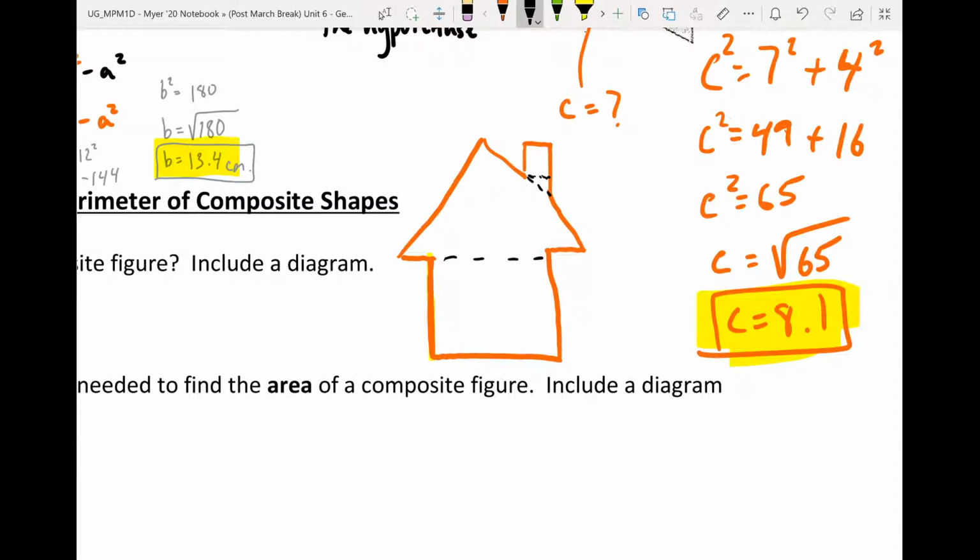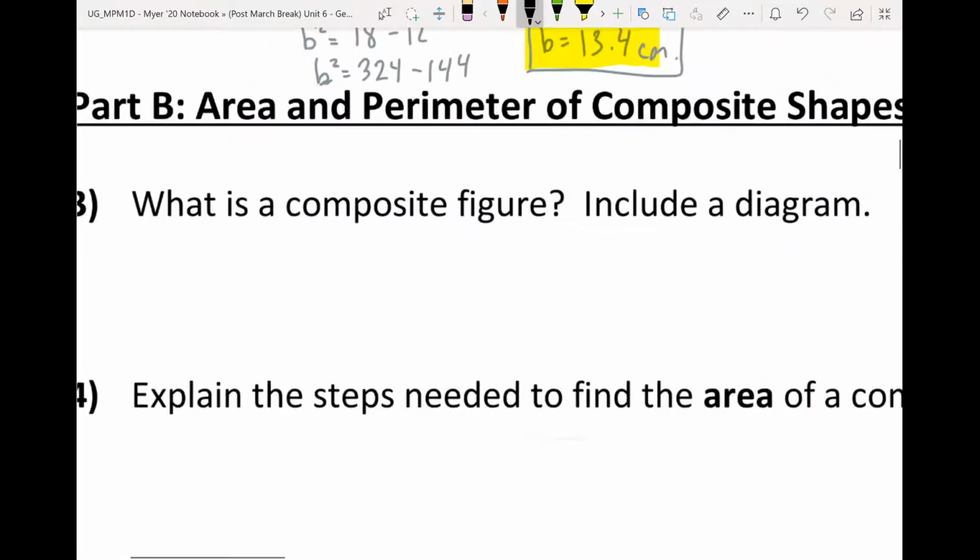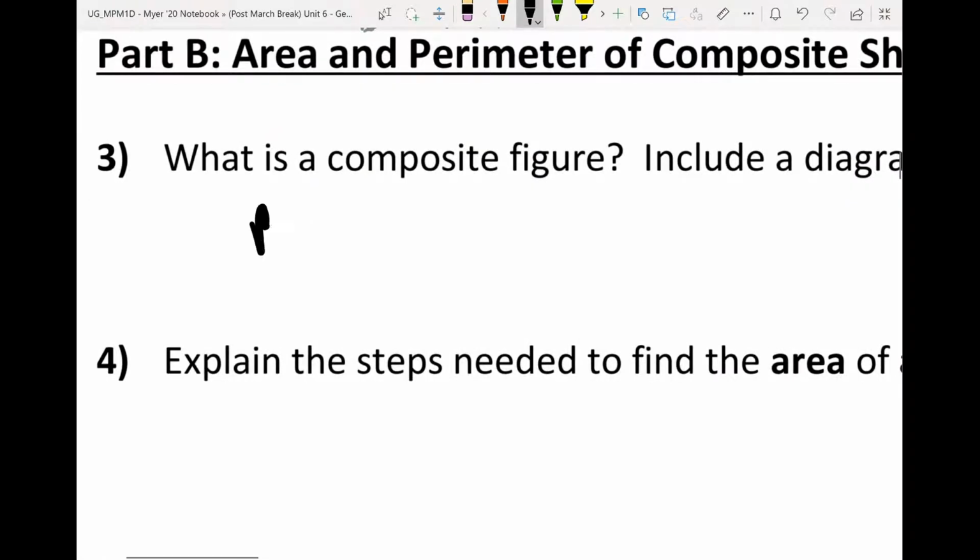And we would provide measurements if we wanted to. Like we could go, this is 14, this is 12, this is 3, and yeah, you could figure it all out. Alright, so a composite figure is just a bunch of figures, or basic shapes, kind of glued together.